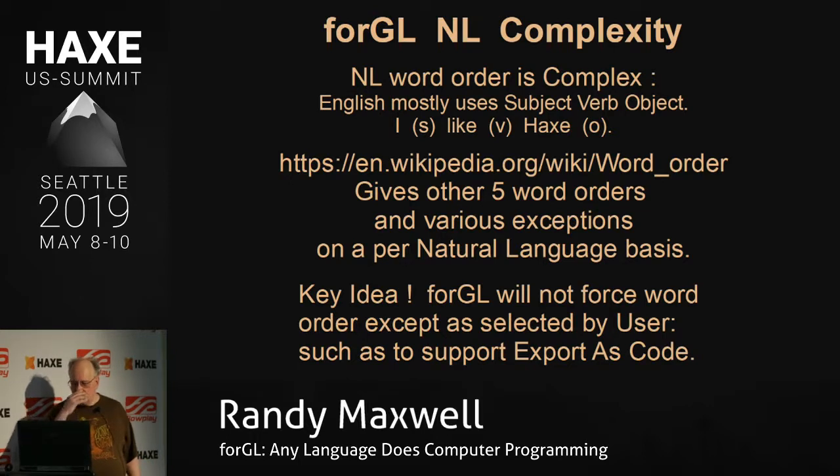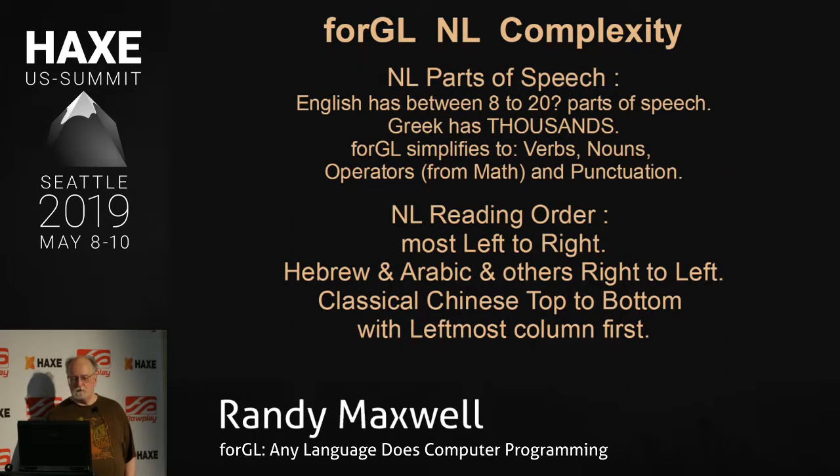There's a reference in Wikipedia. There's 6 different major word orders in the languages of the world. The key idea, forGL will do them. The syntax doesn't matter so much, so punctuation doesn't matter. Then we got parts of speech. So how did I deal with parts of speech? Well, even English has about 8 that are readily identified and about 20 if you really get into it, which was starting to make my brain turn to oatmeal.